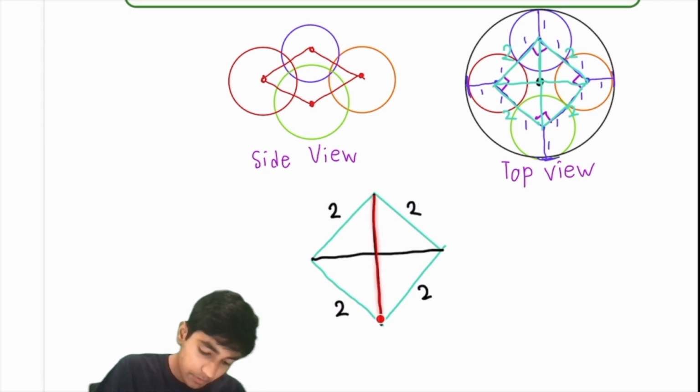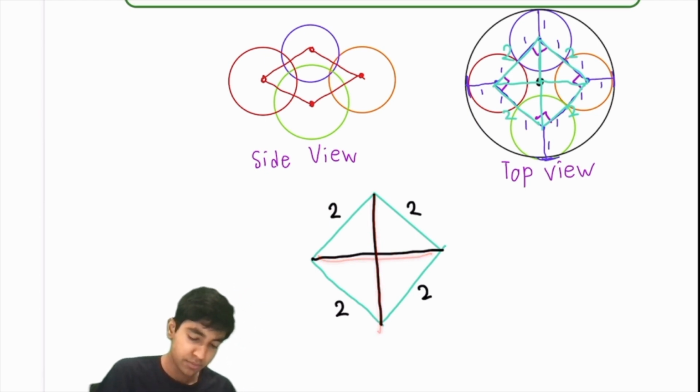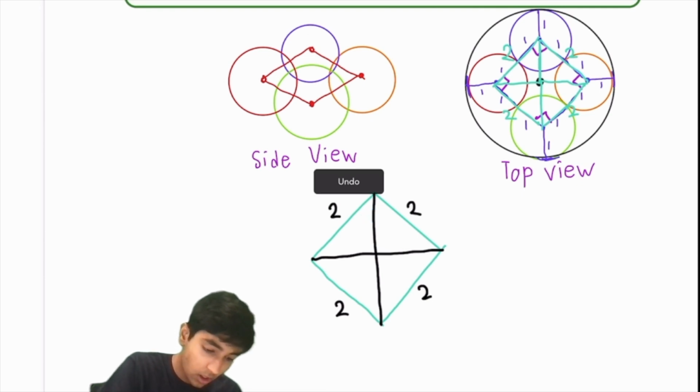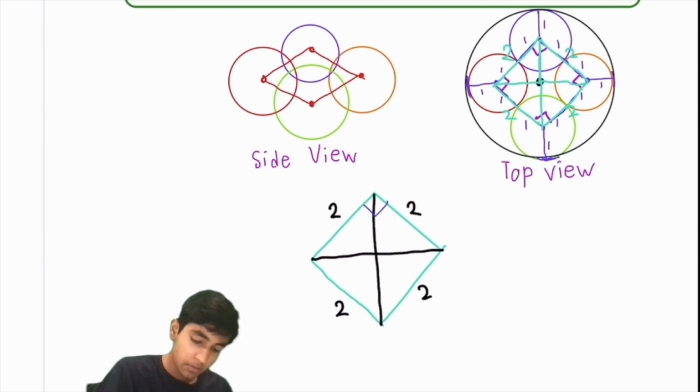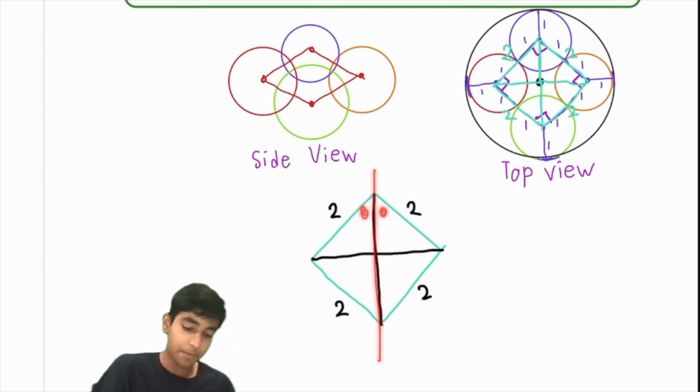Well, notice that these two are bisectors. So, because the whole angle is 90, and because of symmetry reasons, both sides of the diagram are symmetric. So these two angles must be equal.